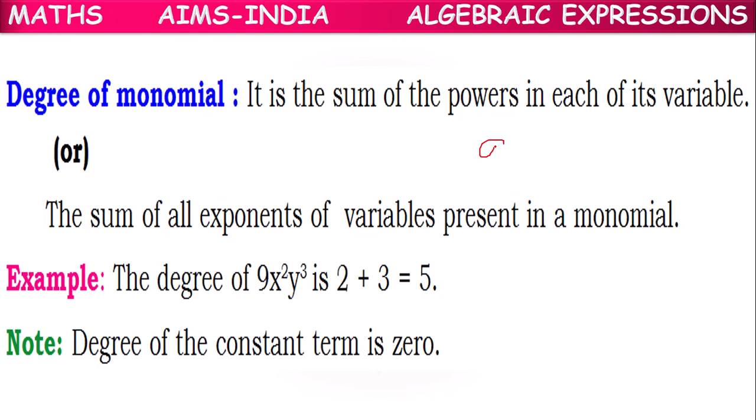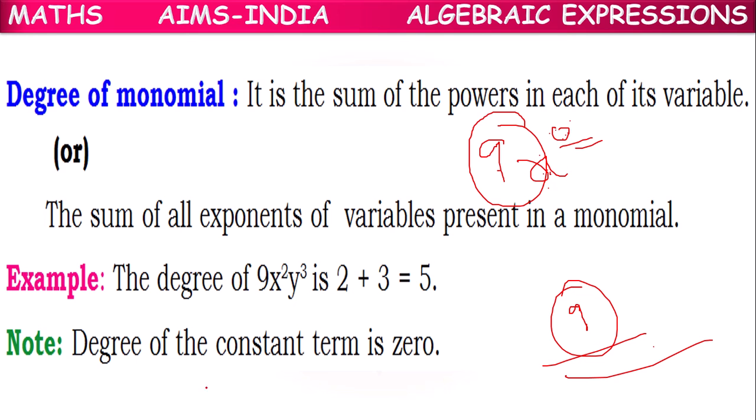Suppose we have only this term 9. It's a monomial, but it's a numerical term, but it's a monomial. What is the degree of 9? There is no variable present in the monomial. Then we can assume it as x power 0, means variable power 0. So x power 0 means what is the exponent here? 0. So 9 is a constant term. For constant term, degree will always be 0.